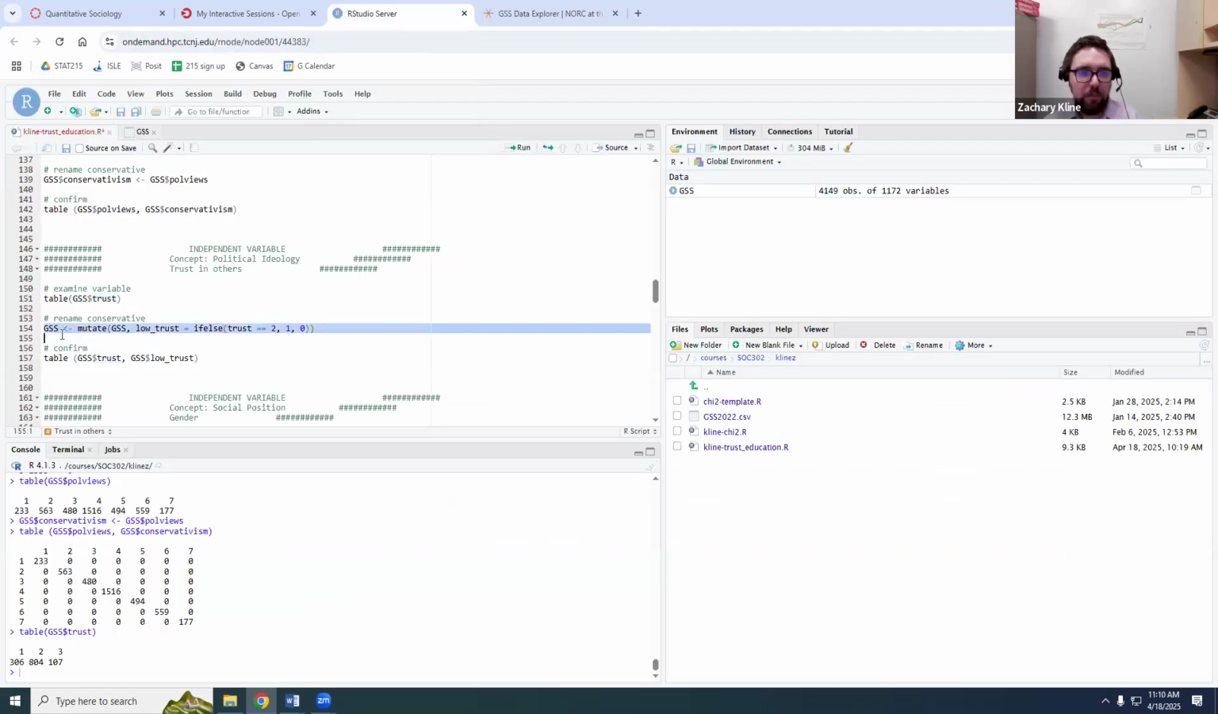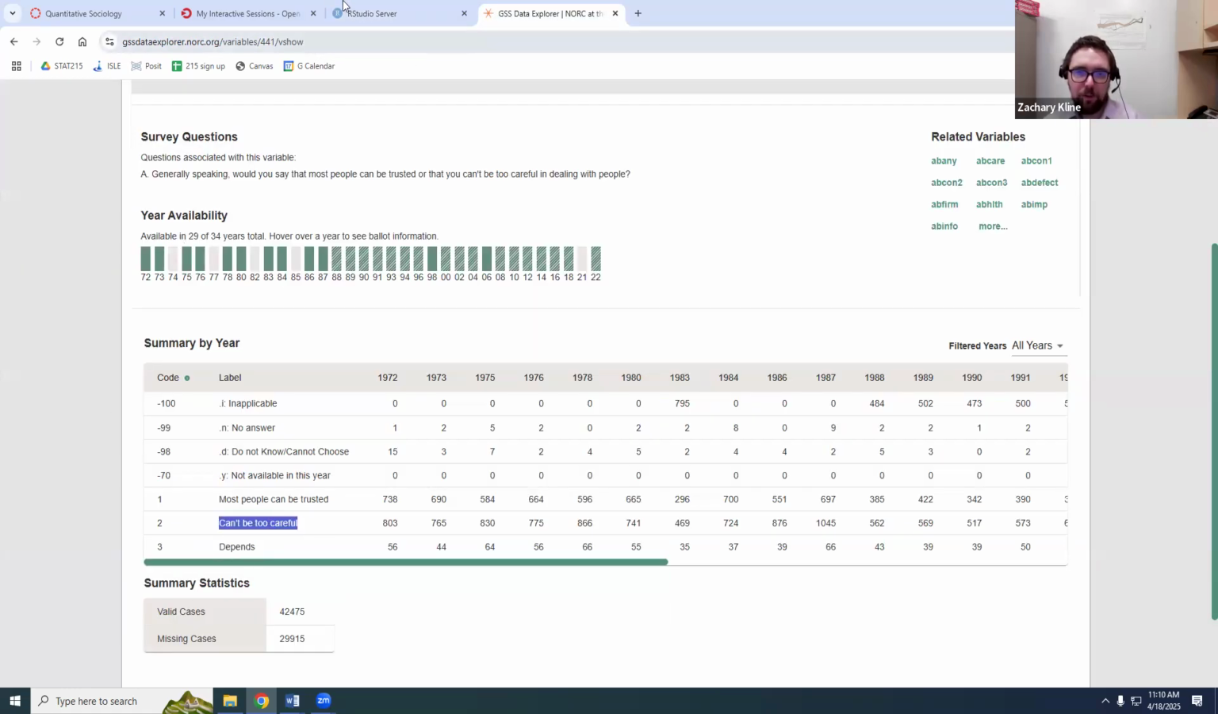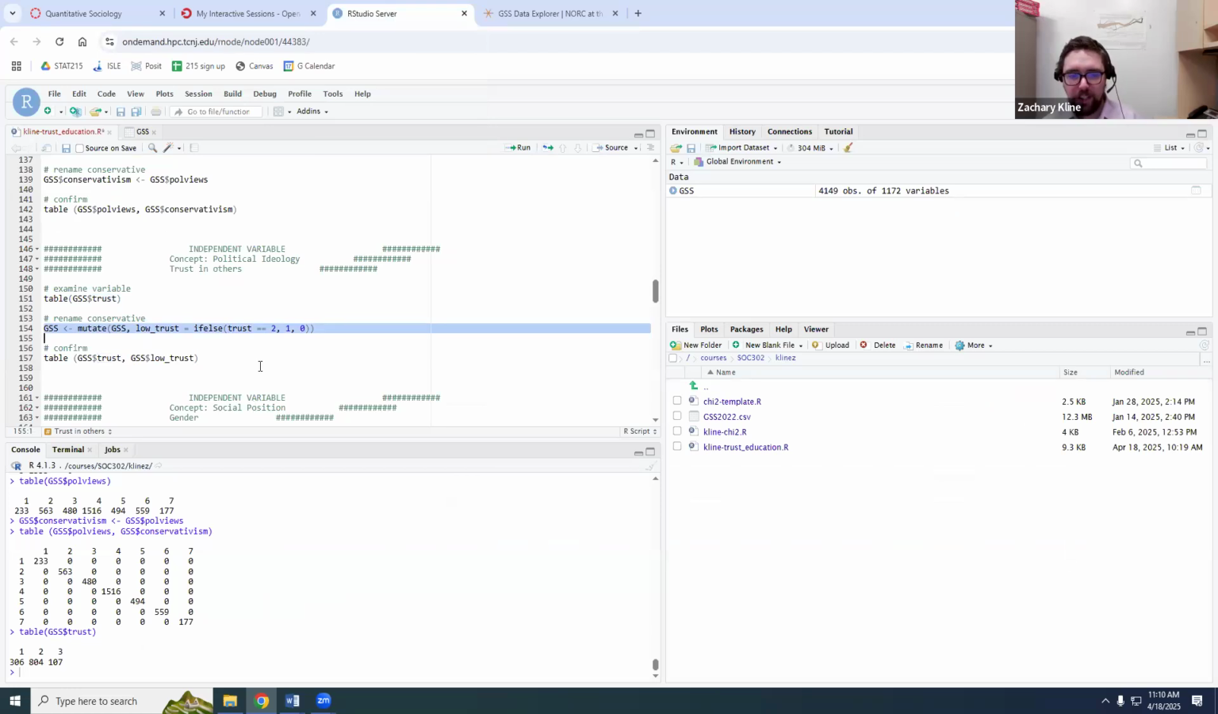So what we did here is just create a variable just for low trust. So these are people who said that you can't be too careful. When it comes to can people be trusted, they said you can't be too careful.